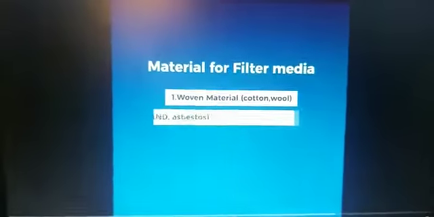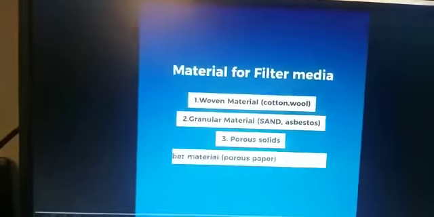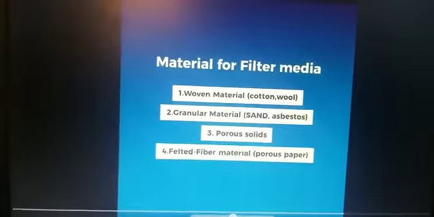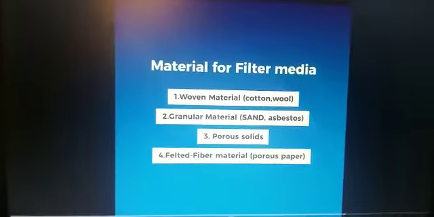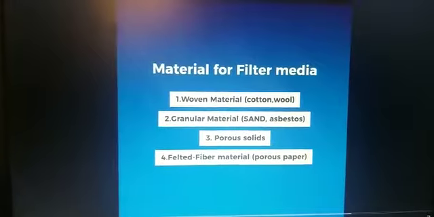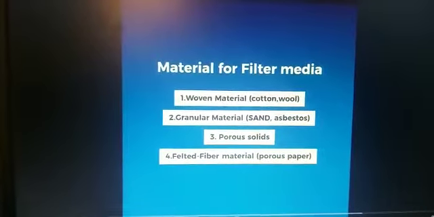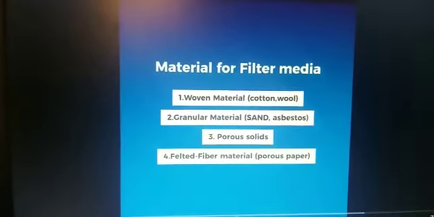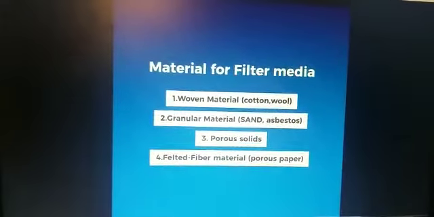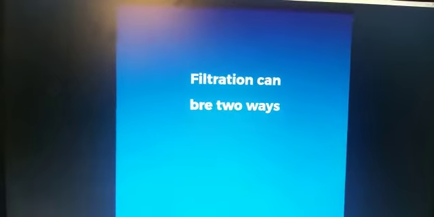Then materials for the filtration media. There are several materials available: woven material, granular material, porous solid, felted fiber material. In woven material, cotton and wool are there, in granular solids, sand and asbestos are there, in porous solids, porous paper is there. So these are different materials available. Generally cotton and wool are normally used.